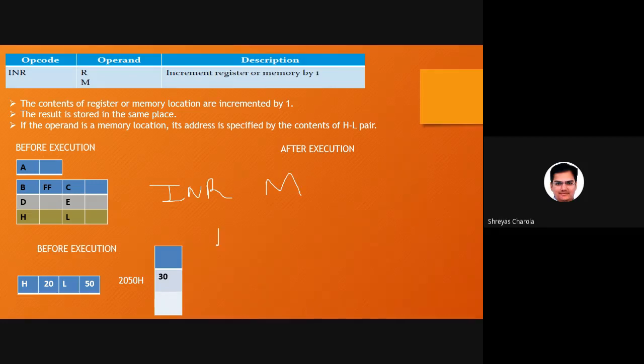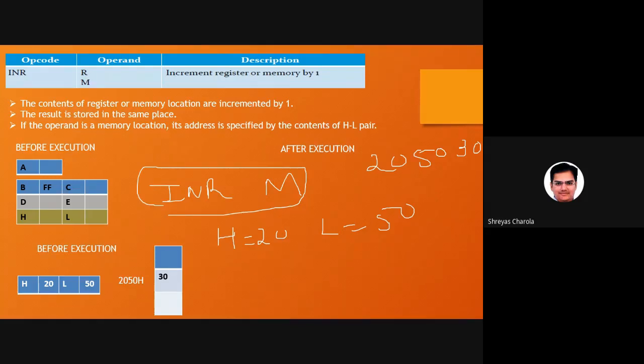Let's suppose H contains 20, L contains 50, and at 2050 the data is 30. If I write INR M, what happens in the memory location? Which number will be incremented? INR M will go to the 2050 address. It will increment the content of that memory location. Are you getting it or not?